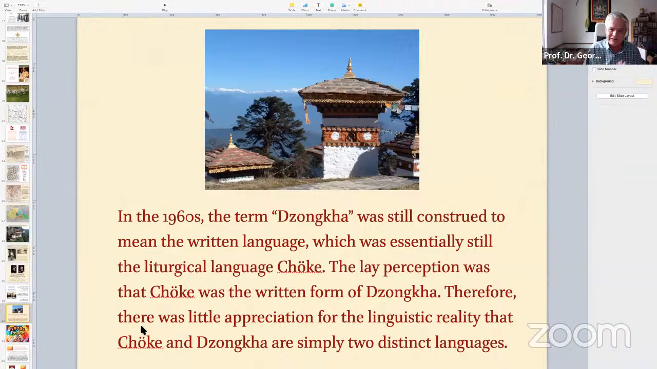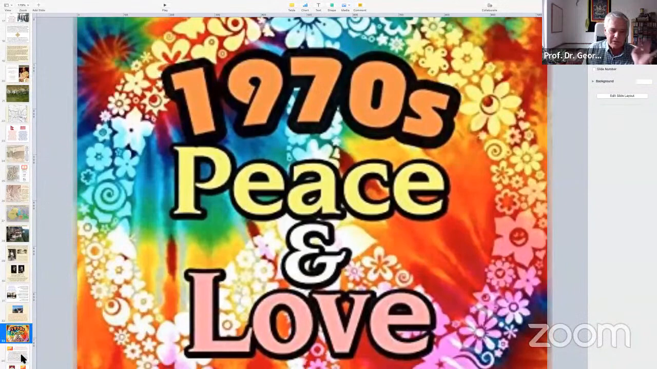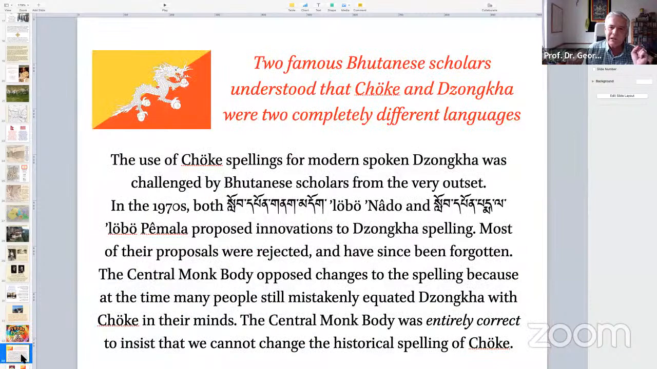But in the 1960s and the 1970s, this usage was very distinct. The 1970s was a time of change. I don't know if it was really a time of peace and love, but it was a time of change. And this was the case both in Sikkim and in Bhutan. Scholars in Bhutan, Lopön Nado and Lopön Pemala, most prominently, decided we have to change the spelling, and they proposed many spelling changes to vernacularize the language or to adapt the spelling to the spoken language.